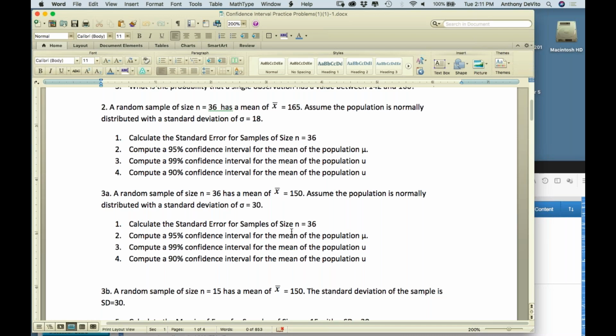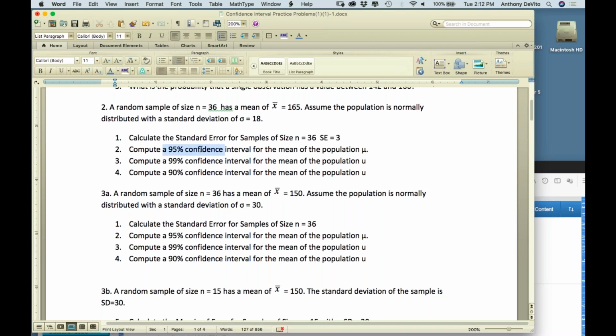Assume the population is normally distributed with a standard deviation of 18. Calculate the standard error for samples of size 36. What do you need to know about that in order to calculate the standard error? You need to know the sigma for the population, well, we've been given that. And you need to know the sample size, right? So it's going to be 18 over the square root of 36. So what do we get for a standard error? Okay, we get 3. Standard error is equal to 3.